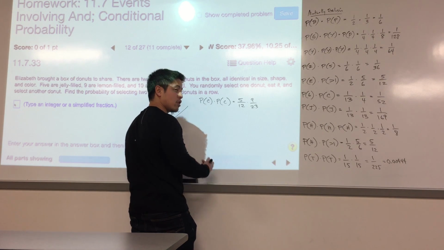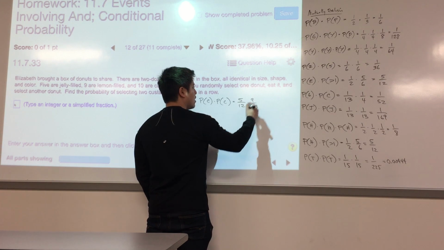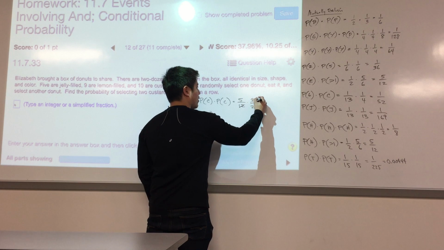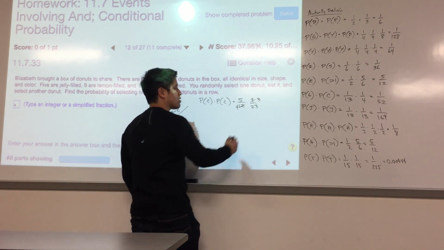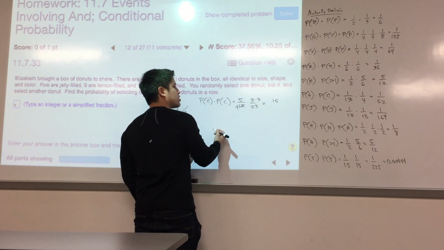And let me show you. Cross cancel here. You should know how to do it if you're in this class. Divide everything by 3 here in the diagonal. 9 divided by 3 is 3. 12 divided by 3 is 4. Now multiply across. What's 5 times 3? 15. What's 4 times 23?